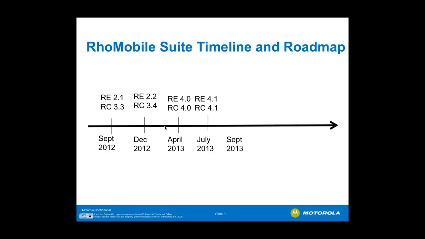So here we are in December 2012 with Rho Elements 2.2 and Rho Connect 3.4, which we actually managed to ship a little bit earlier than December. You may have seen this roadmap before. And at the end, I'll talk a little bit about the themes of Rho Elements 4.0 and Rho Connect 4.0 that we plan to release next year. The numbering around 4.0, as we'll talk about later, is really just to line up the numbers, because we can't do a Rho Elements 3.0 and Rho Connect 3.0, since we've already done that in the past.